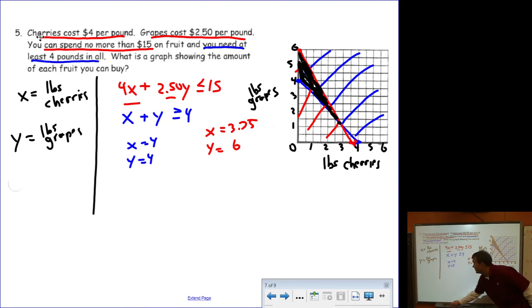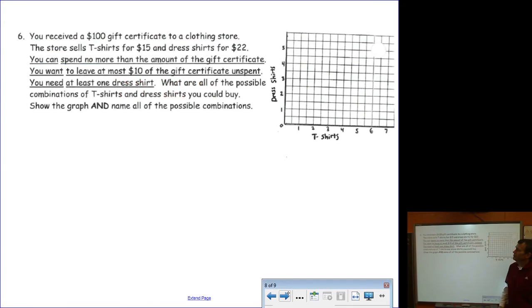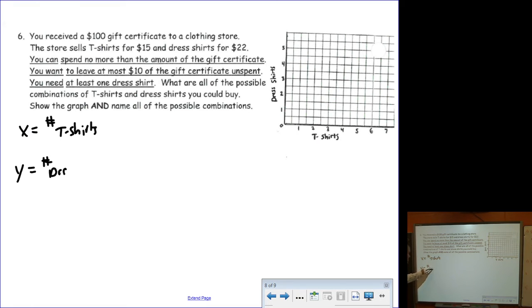Here comes the big one. Number 6. All right, tough question, right? It is. I'm buying dress shirts and I'm buying t-shirts. And the question is, how many of each shirt can I buy? So first I'm going to set up two variables. I'm going to have x be the number of t-shirts I can buy. And I'm going to have y equal the number of dress shirts that I can buy.